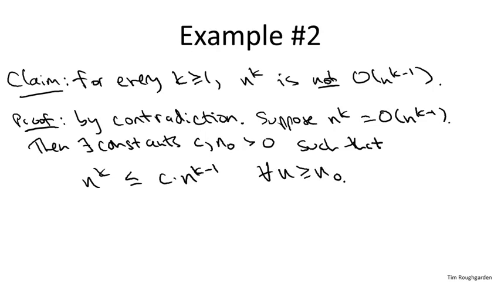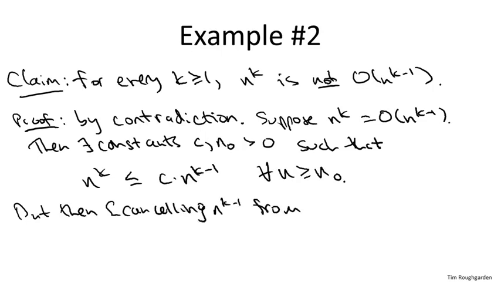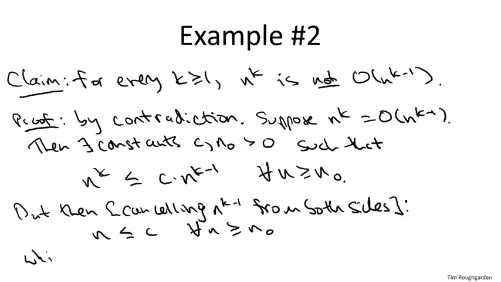And the easiest way to do that is to cancel n to the k minus 1 from both sides of this inequality. And remember, since n is at least 1 and k is at least 1, it's legitimate to cancel this n to the k minus 1 from both sides. And when we do that, we get the assertion that n is at most some constant c for all n at least n_0. And this now is a patently false statement. It is not the case that all positive integers are bounded above by a constant c. In particular, c plus 1, or the integer right above that, is not bigger than c. So that provides the contradiction.